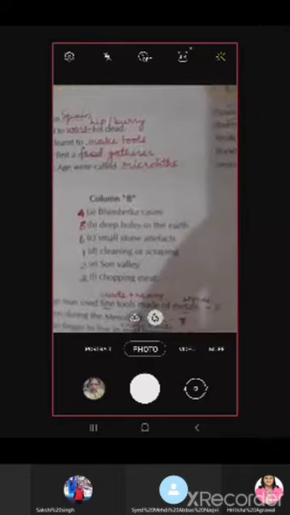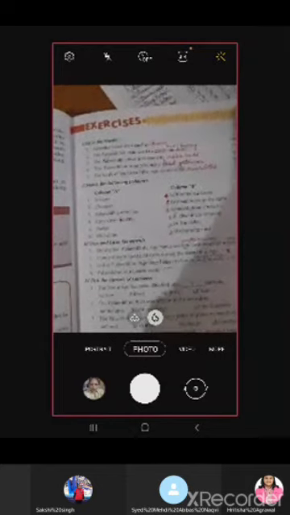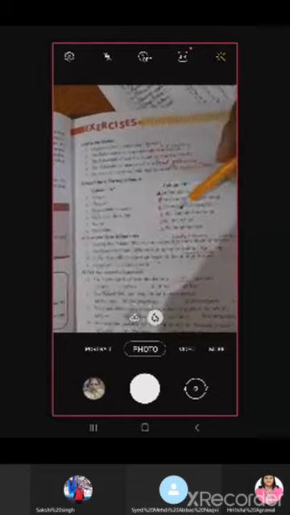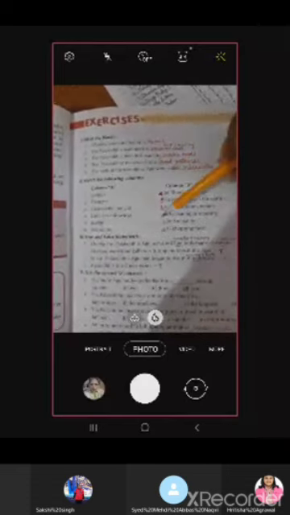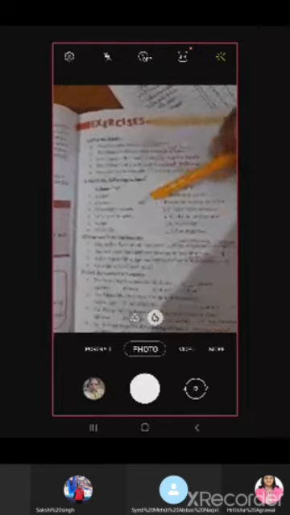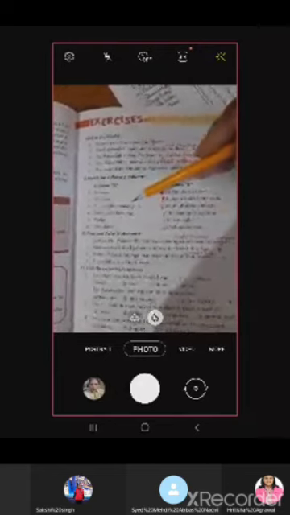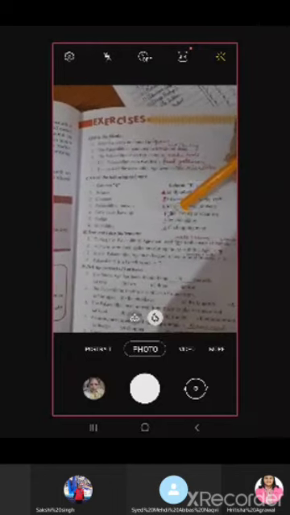Spelling of microliths, M-I-C-R-O-L-I-T-H-S, microliths. Now, exercise number two, match the following columns. Number one, scraper. Match it with cleaning or scraping, 1D. Number two, chopper. Match it with chopping meat, 2F. Number three, Paleolithic remains. Match it with Soan Valley, 3E.